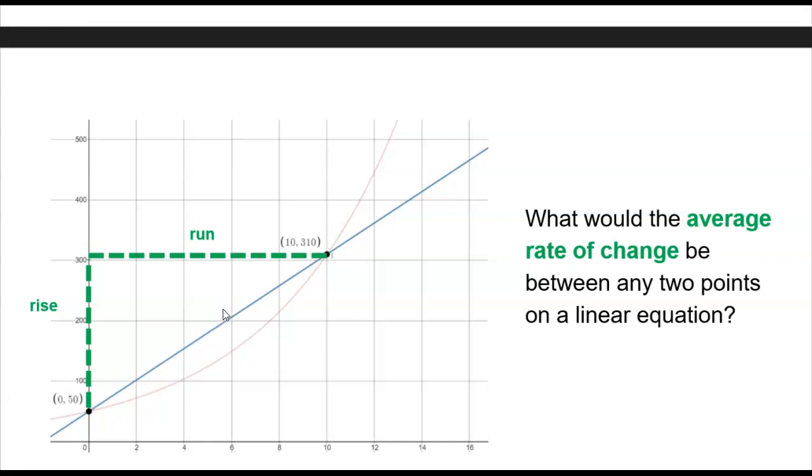Well, in this case, it's 26, right? We know that the slope is 26 here. But in general, for any linear equation, the average rate of change is always equal to the slope.